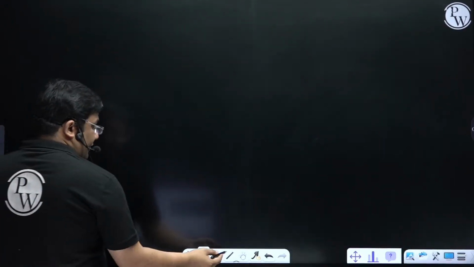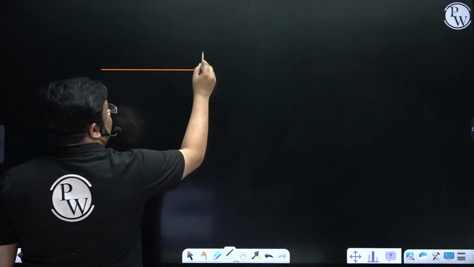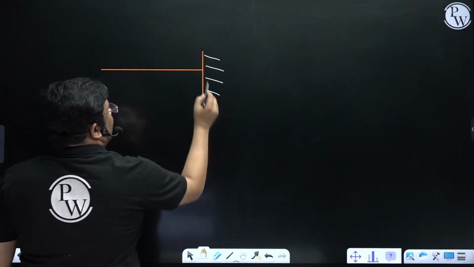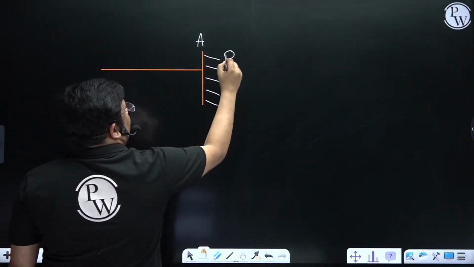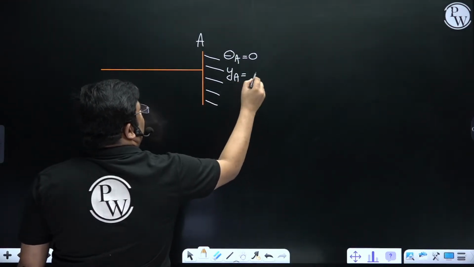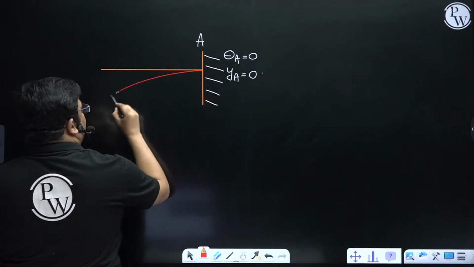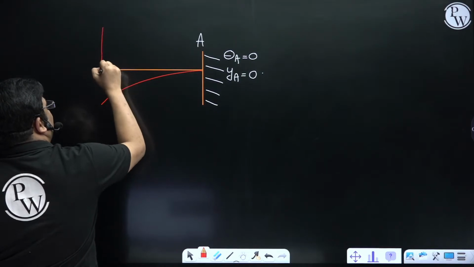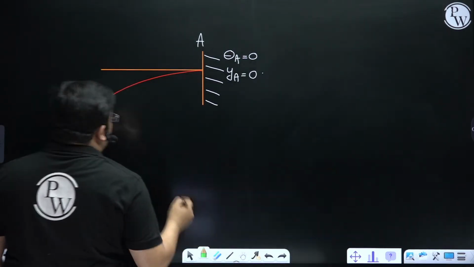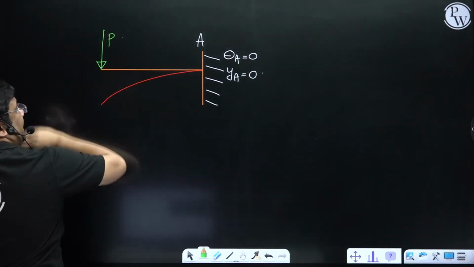The next one is when a point load is acting. Again, I will choose this as point A, so the slope is 0 and the deflection is 0 here. The deflected shape will be something like this. Same thing, if I apply a point load, it will be like this only. Suppose I apply a point load P at the free end.